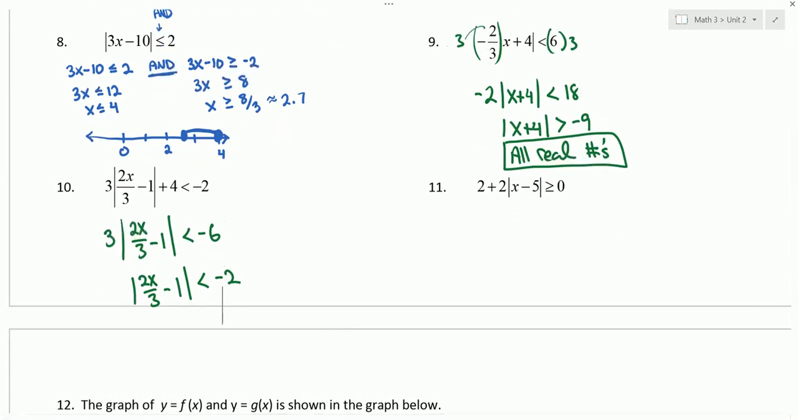Now think through this one before we split it up. Can an absolute value be less than a negative number? And the answer is no, because an absolute value is either equal to 0 or it's greater than 0. It's a positive number. And so there's no way you can get 0 or a positive number to be less than -2. And so there's no solution to number 10.